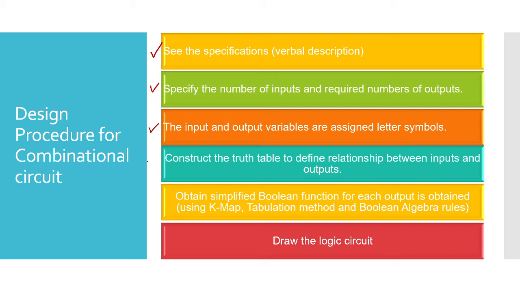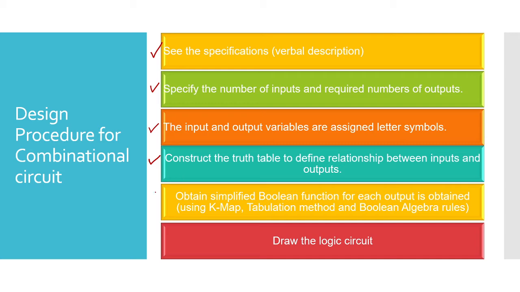Fourth step is, once you decide the inputs and outputs and their names, you will construct the truth table. That truth table will define the relationship between inputs and output. Whatever we decided, it will show the relationship.